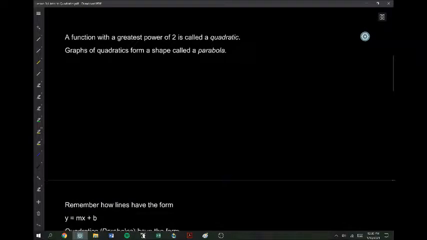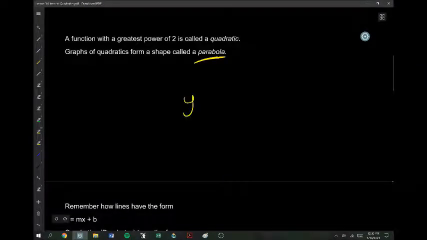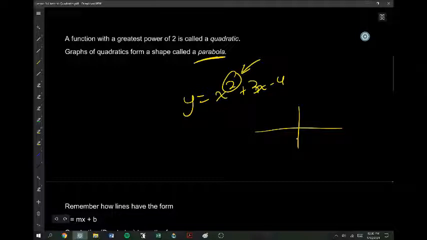The graph of a quadratic is called a parabola. Okay, so any function, any equation that has a 2 as its biggest power is called a quadratic, and its graph is going to graph in what's called a parabola that looks like this. Parabolas have some pretty important properties that we'll talk about real soon.